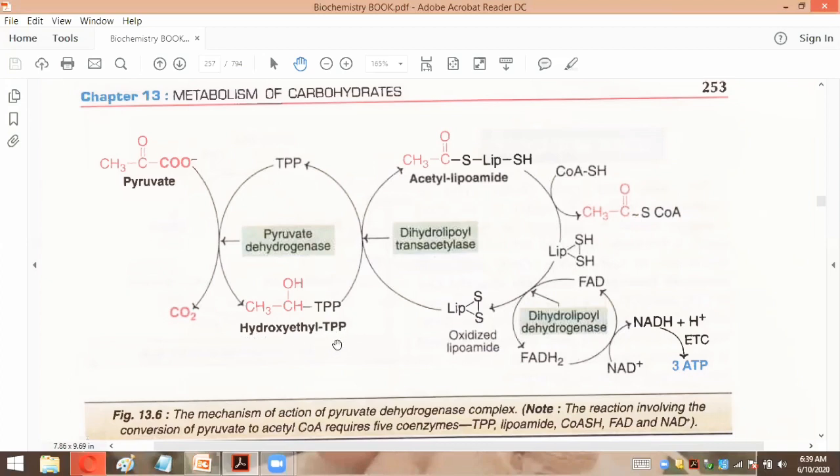Now hydroxyethyl thiamine pyrophosphate, ठीक है, अब now it will come to the E2. ठीक है, E1 में आपके पास ये रिएक्शन हो गया. अब क्या होगा, this hydroxyethyl thiamine pyrophosphate, इसका जो ये वाला पार्ट है, ठीक है, this part, this acetyl part, it will be taken up by the E2 में जो आपके पास है उसका जो लिपोमाइड है. ठीक है, oxidized lipomide, this is in the oxidized form. It will take up this part and it will be catalyzed by the enzyme dihydrolipoyl transacetylase. ठीक है, it means that it's going to transfer the acetyl group.